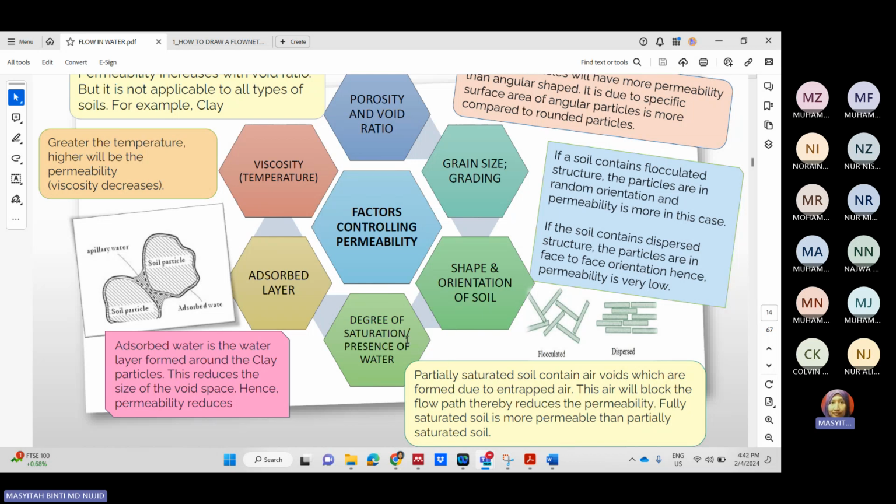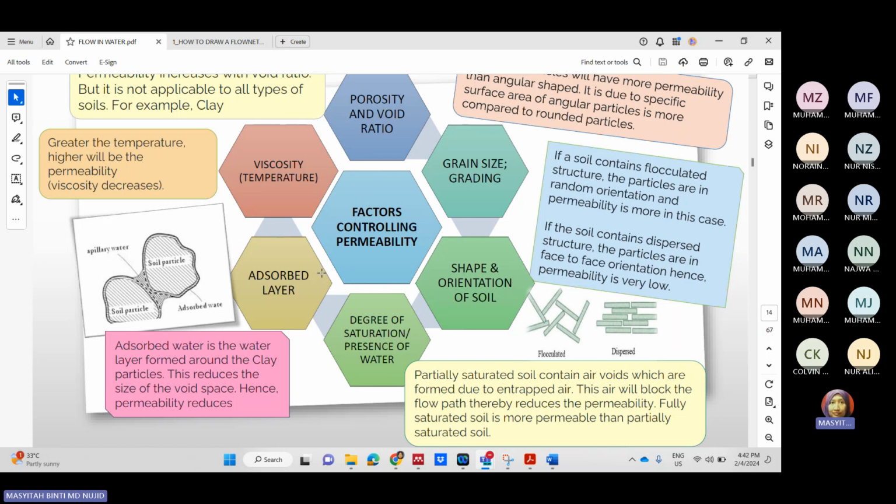Kalau fully saturated ke, dry condition, ataupun bulk conditions of the soil. So absorb layer. Absorb layer ni kalau contohnya surface kita tu ada minyak, you nampak kan air kita dia tak akan mix well dengan minyak. So dia akan ada separation layer. So bila ada separation layer, of course dia akan control, dia akan memberi impact kepada permeability.